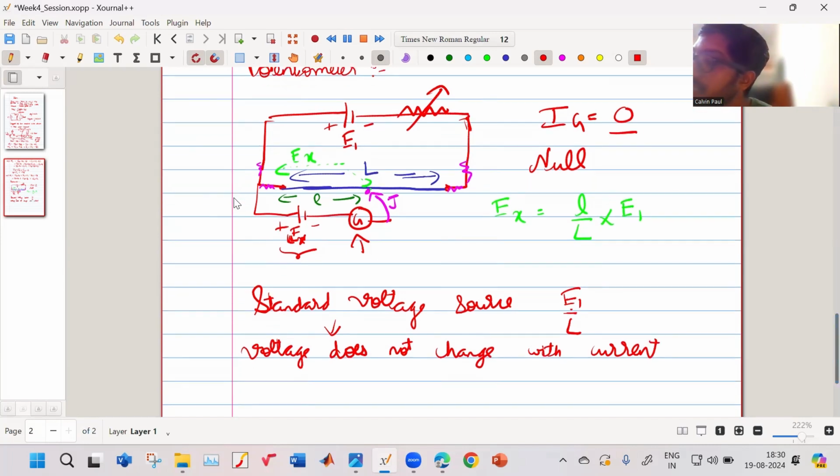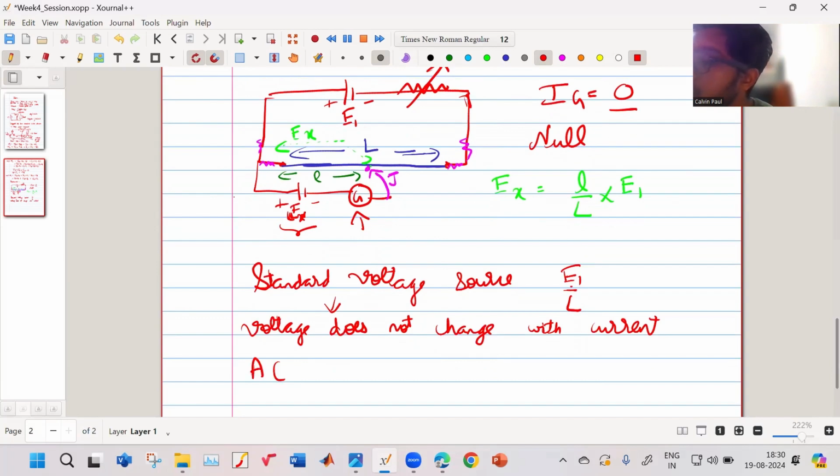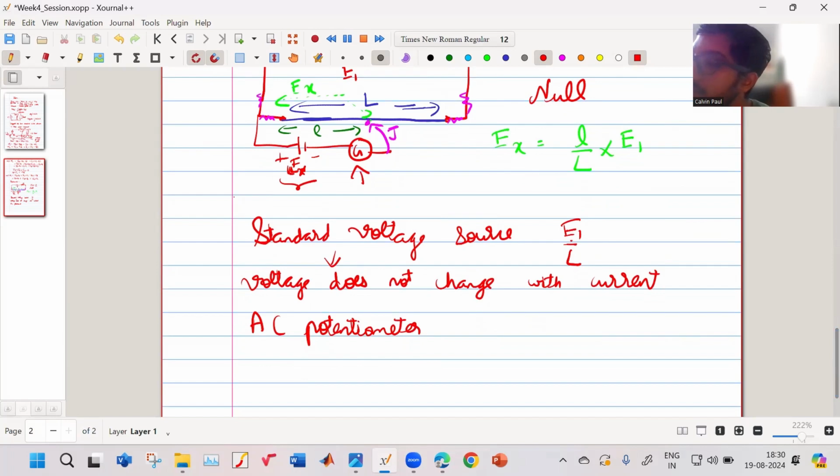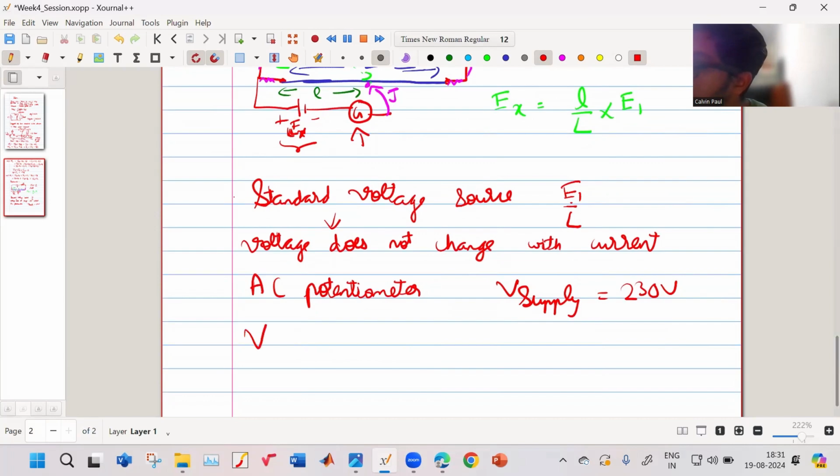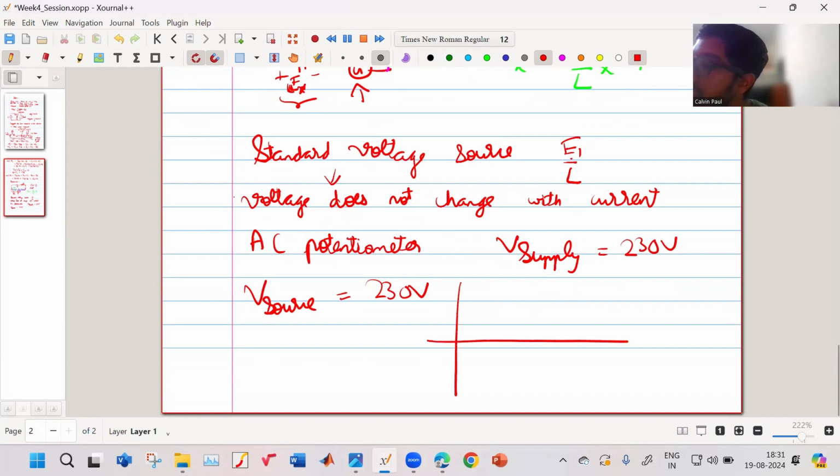So we have considered this for DC, but there could also be an AC potentiometer when we want to measure AC voltage, and that becomes further complicated. Why? Let us say your V supply is 230 volt. You measure it with a multimeter, and you want to check some V source whose voltage you want to measure, and that also comes out to be 230 volt. When you connect them, you will find a certain current is flowing. Why does that happen?